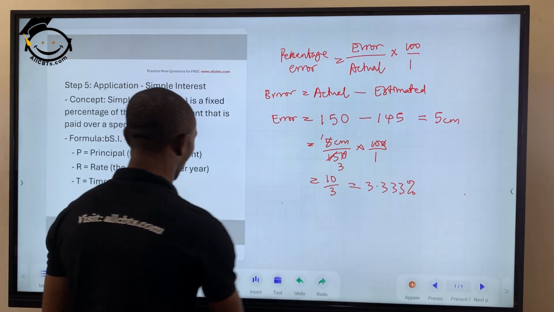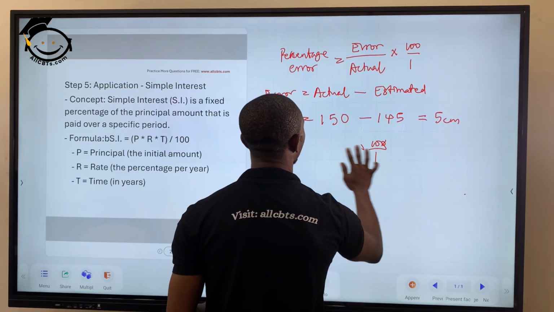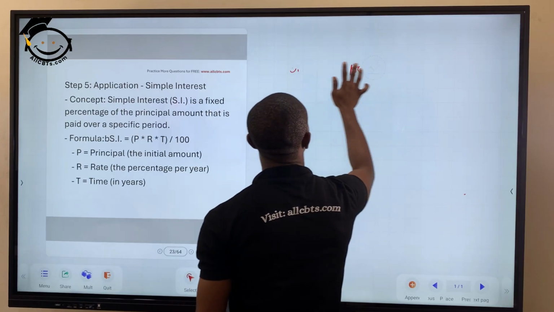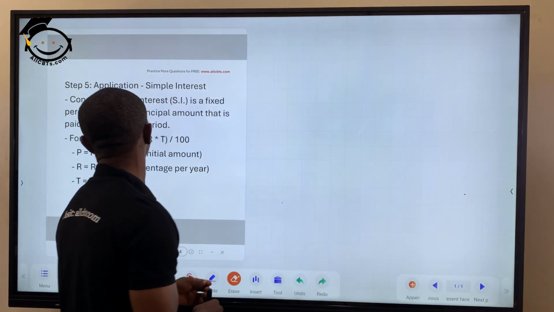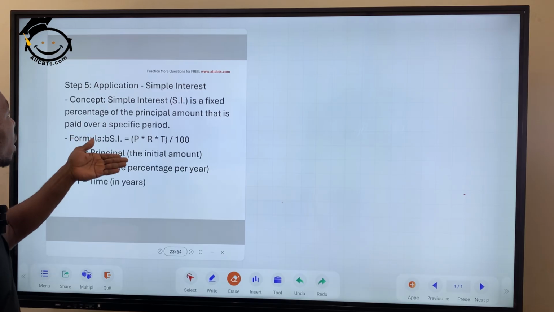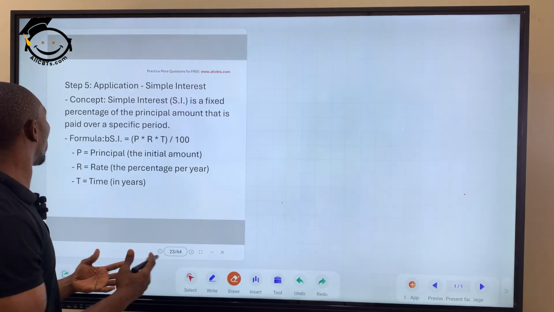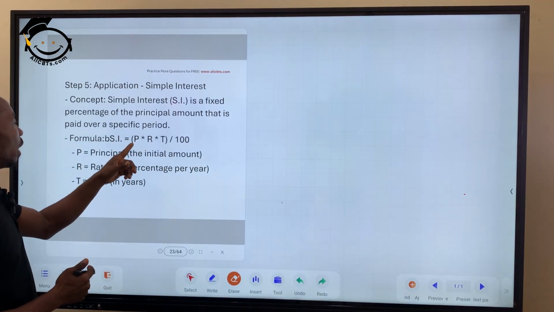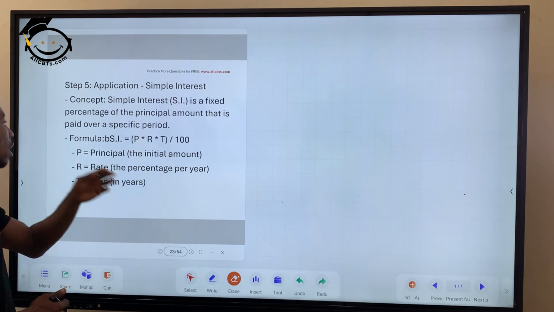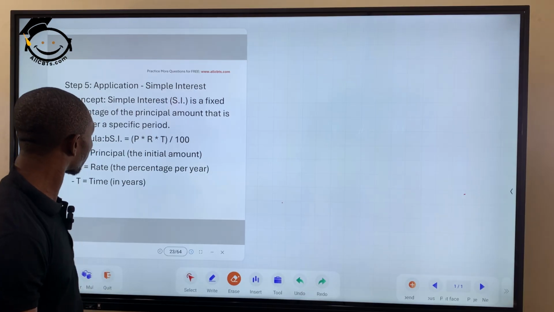Okay, now looking at simple interest, we have the formula for simple interest as principal times time times rate, divided by 100. Now, simple interest talks about a fixed percentage of the principal amount that is paid over a specific period of time, where P is your principal, R is your rate at which the percentage is paid per year, and T is the time or period for which the money is being borrowed.